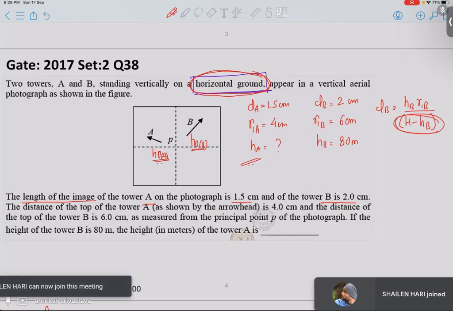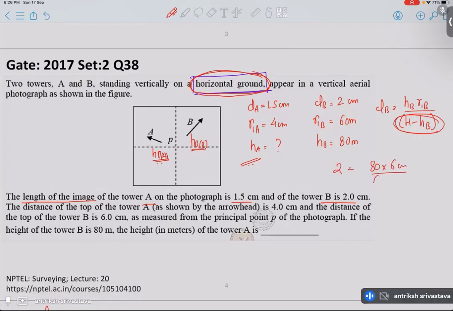Right? So let's get that. 2 centimeter is equal to 80 meter into 6 centimeter divided by H minus HB. So H minus HB is equal to 240 meter. That is clear.